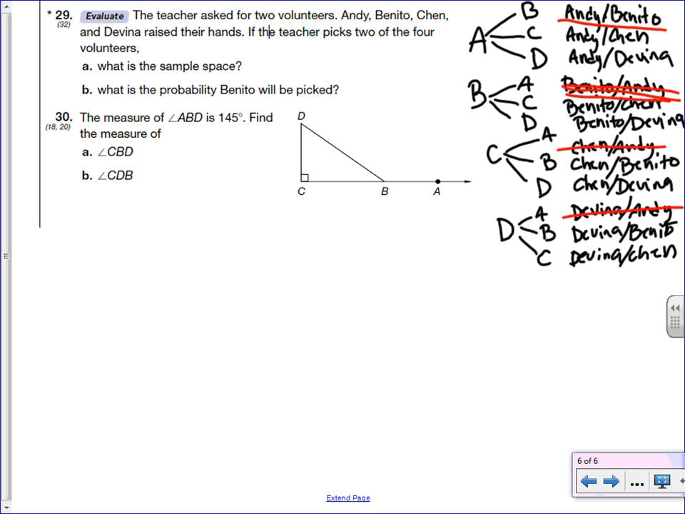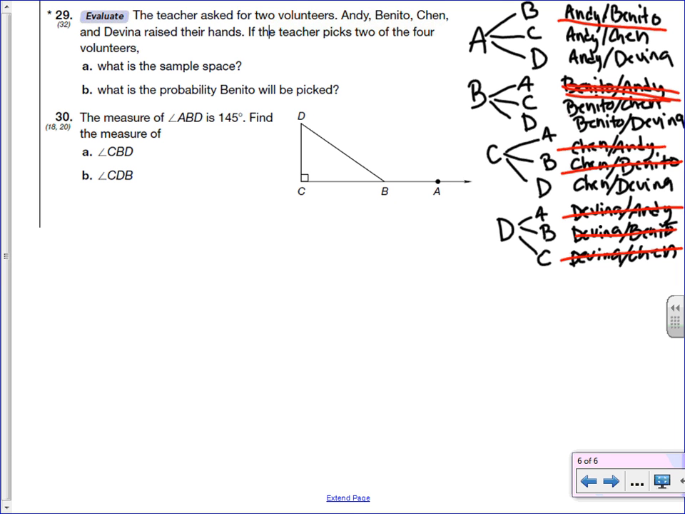Benito and Chen isn't different from Chen and Benito. Benito and Davina isn't different from Davina and Benito. And then Chen and Davina isn't different from Davina and Chen. So the sample space for this is Andy and Benito, Andy and Chen, Andy and Davina, Benito and Chen, Benito and Davina, or Chen and Davina.